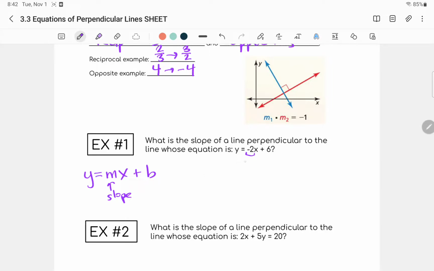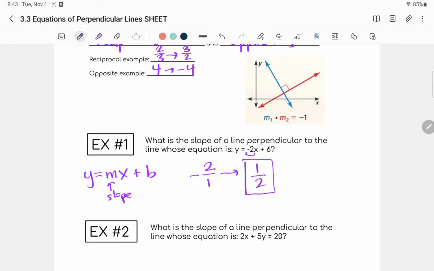So let's start with the reciprocal. Let's just write -2 as a fraction, so -2/1. That is going to flip to become 1/2. And that negative becomes positive, so my slope is just positive 1/2.